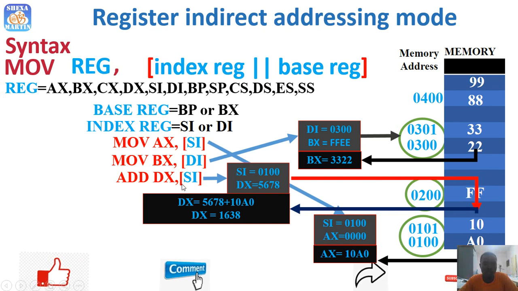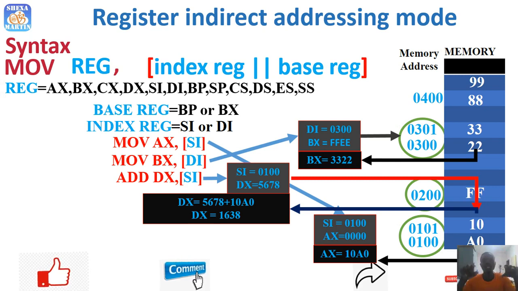Right. So here SI's value is 0100 as said earlier. Then DX's value, which is our destination, is 5678. And then what happens? We are taking the value at this 0100 address, which is this one, and moving it into DX. But now we have an add instruction, right? So whatever was in DX, we are adding the value that is residing at 0100. The value at 0100 is 1080. So we are adding that, and the final value to be inserted into DX is 1638. You get that? So that's how the register indirect addressing mode works.